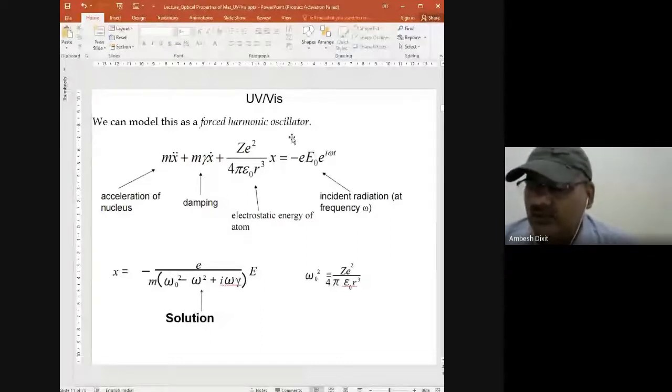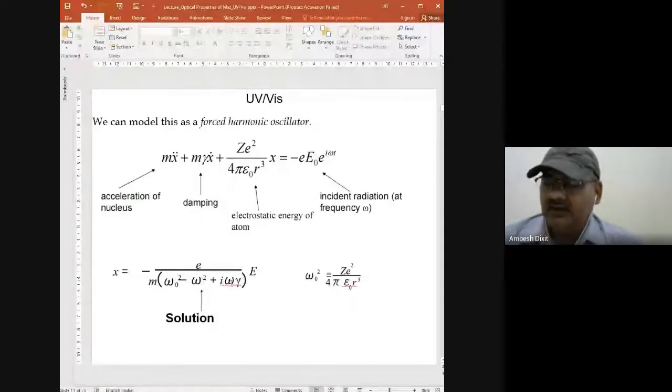Then we find a relation for the displacement, because my solution will be in the form of x. So this is my solution: x is equal to minus charge q, which in this case is minus e, times electric field E, divided by m times omega naught squared minus omega squared plus i omega gamma. Right? This is the solution. And the other way is there: I take this as a solution.